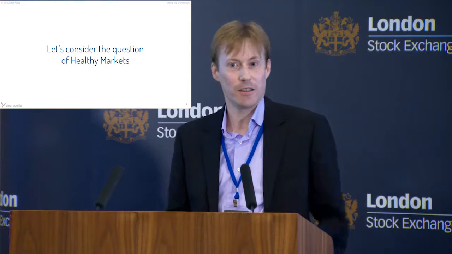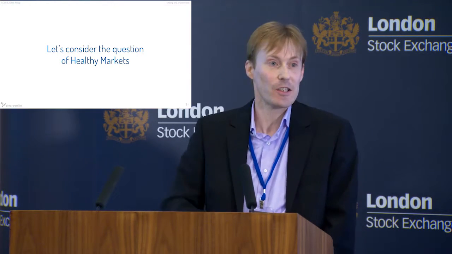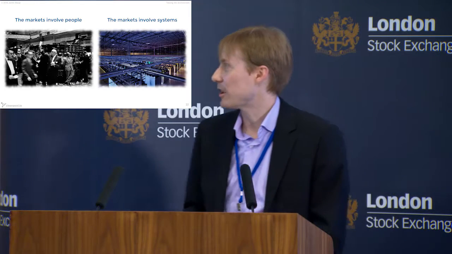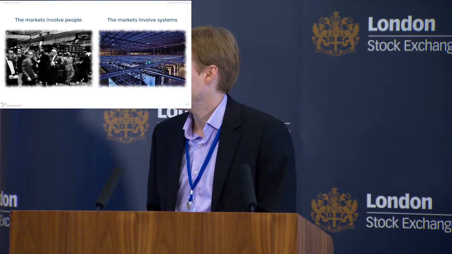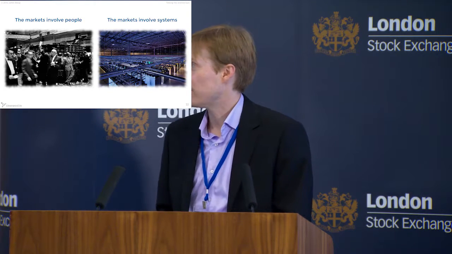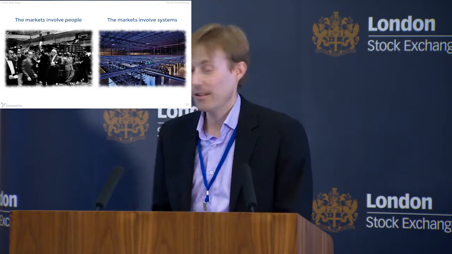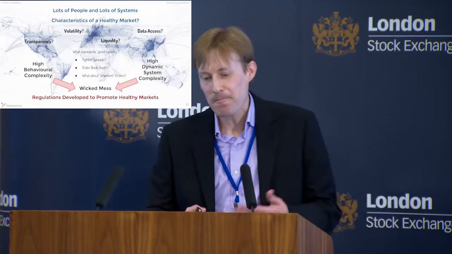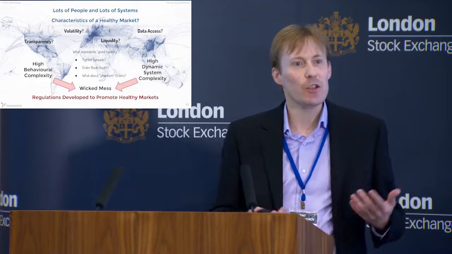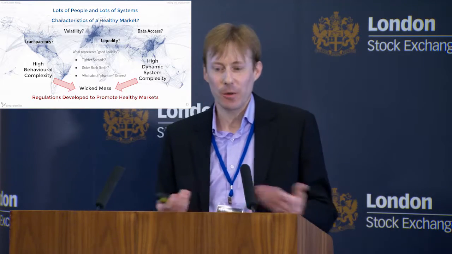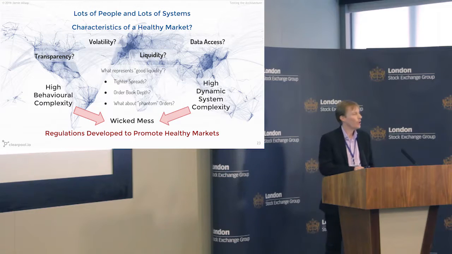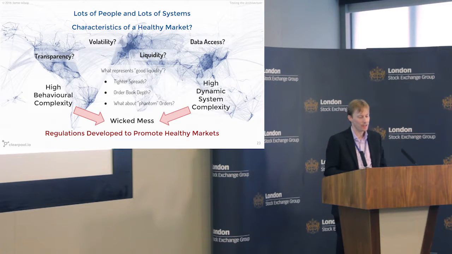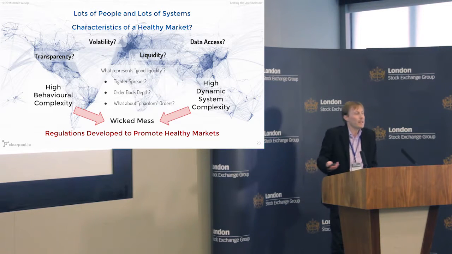So if we go back to our domain, which is finance, and say, well, let's consider healthy markets, we can see that markets involve people, they involve systems, and in fact, whenever this slide ticks on to the next one, okay, lots of people and lots of systems. So when we want to think about healthy markets, we're trying to say, okay, what are the things that we can use to define healthy markets? I mean, transparency, liquidity, volatility, and so on. And then how do we define these? What makes these things, what's good or bad about these things? Well, we can't really decide that, right?